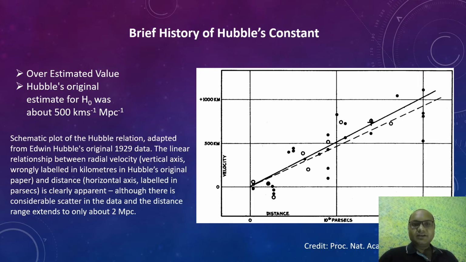The graph which you see here is the original graph from 1929 data by Edwin Hubble. On the left hand side on the vertical axis, you can see the linear relationship between radial velocity, wrongly labeled in kilometers in Hubble's original paper, and distance, which is on the horizontal axis, labeled in parsec. The distance ranged only up to 2 megaparsecs, and this graph gave an overestimated value of Hubble's constant, very huge as estimated in 1929, equal to 500 kilometer per second per megaparsec.